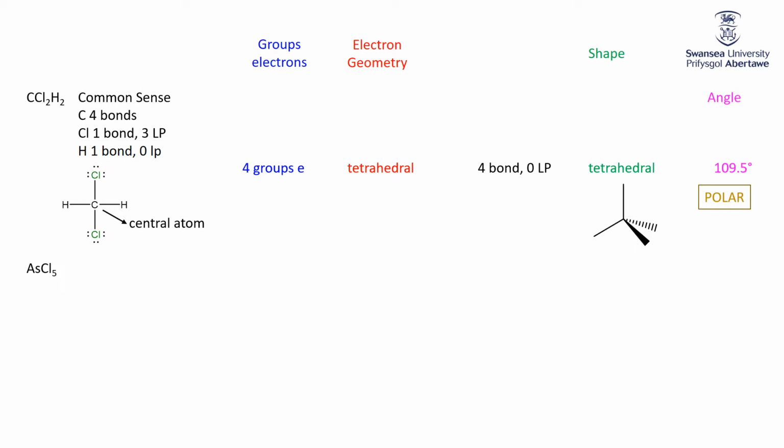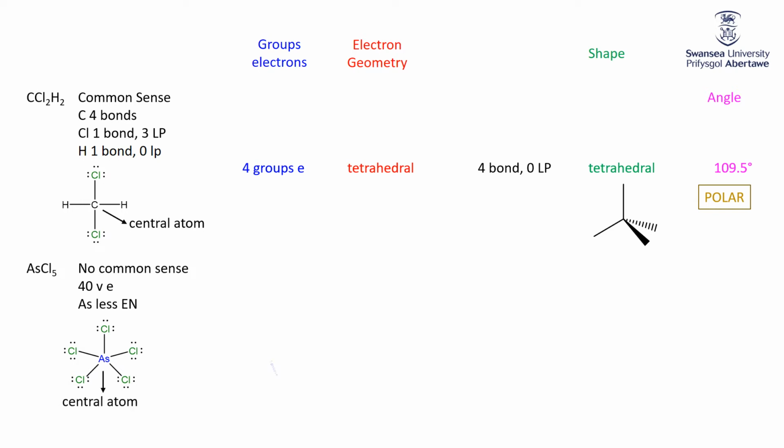Now we move into a whole series of molecules in which we violate the octet rule. AsCl5. The only possible way to draw it is with the arsenic in the middle bonded to 5 chlorines. That's 40 dots for the 40 valence electrons, so that's nice.